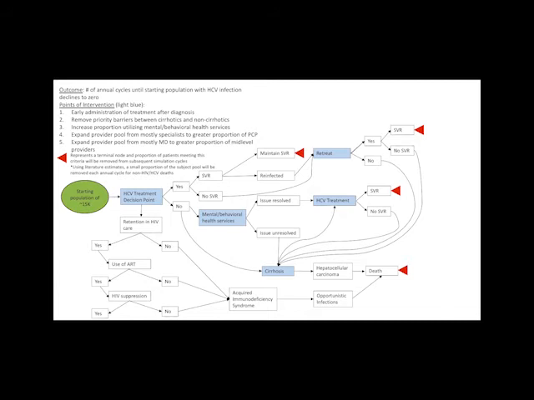What we want to do is model the number of annual cycles it takes to get this population of 15,000 co-infected veterans down to zero. And our a priori points of intervention are early treatment versus delayed treatment. I think the timing of treatment relative to diagnosis is important. Removing those priority barriers between cirrhotics and non-cirrhotic patients. Increasing the proportion utilizing mental health and behavioral health services. And then expanding the provider pool.